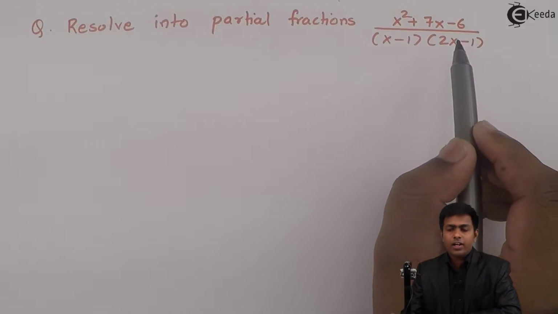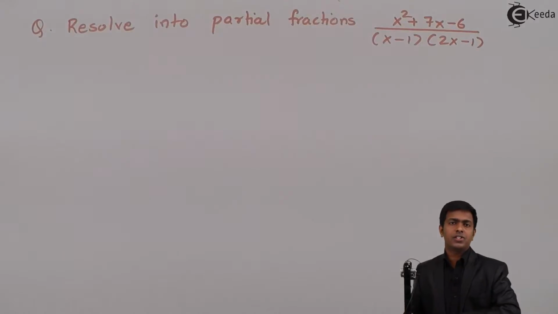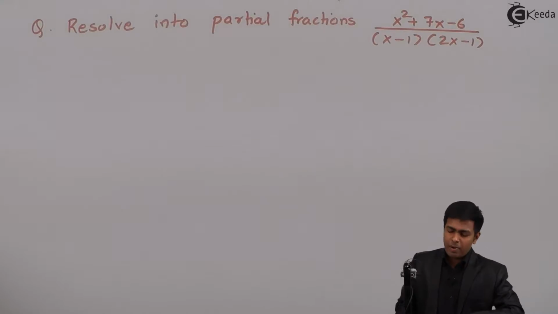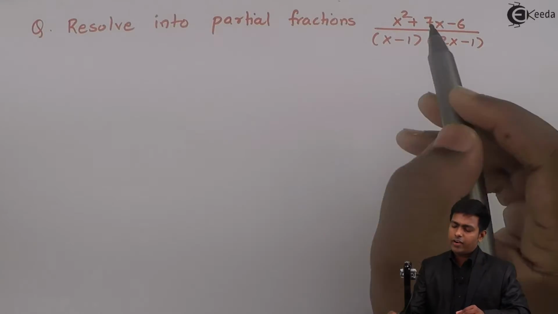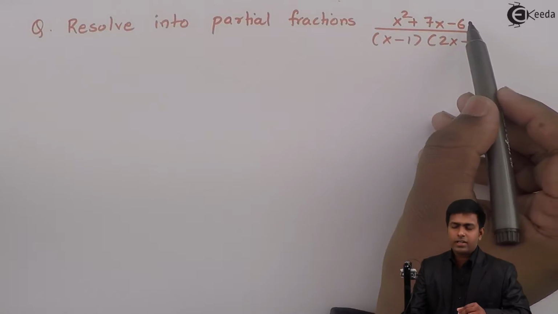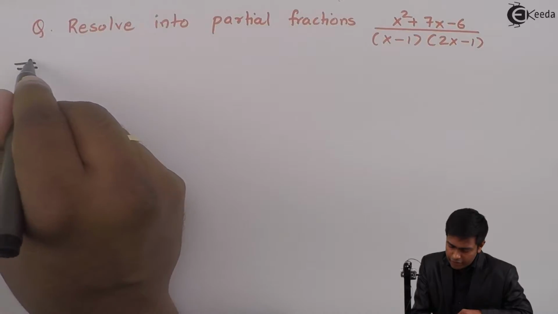So whenever the degree of the numerator is equal to the degree of the denominator, we say it is an improper fraction. For improper fractions we cannot find partial fractions directly. So first of all we have to convert that improper fraction into a proper fraction to get the partial fraction. For that I will use the method of division, dividing the polynomial in the numerator by the polynomial in the denominator. So I will perform the division.